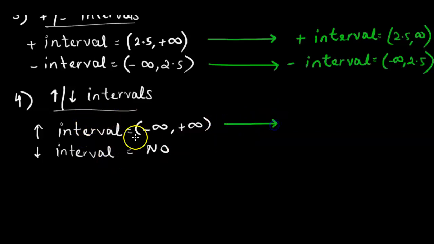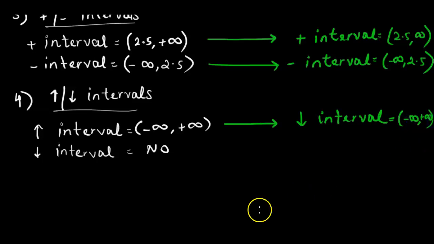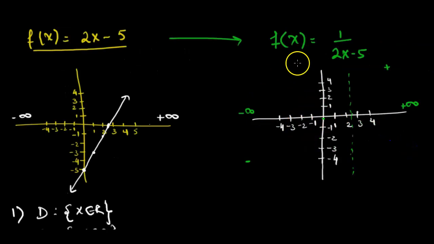Now always remember, the increasing intervals become decreasing intervals for the reciprocal function. So if the increasing interval was negative infinity to positive infinity, here the decreasing interval will be from negative infinity to positive infinity. And since there was no decreasing interval in the original graph, in the reciprocal graph there will be no increasing interval. This means that the graph will be all the way decreasing in the reciprocal function from negative infinity to positive infinity.